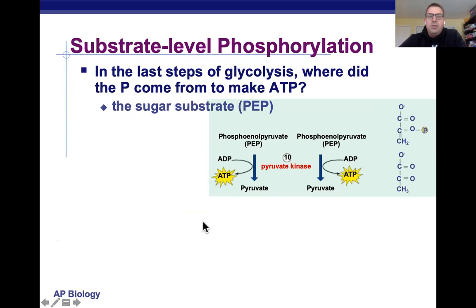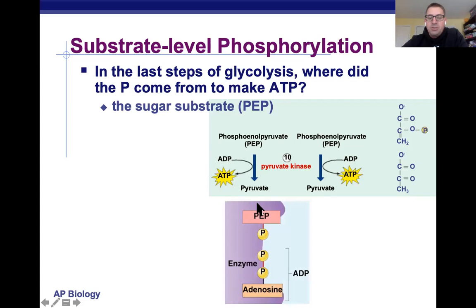Okay, so in the last steps of glycolysis, where did the phosphate come from to make ATP? It came right off of the sugar substrate phosphoenol pyruvate. Okay, and so we have an enzyme here called pyruvate kinase, and in its active site, we're going to have that PEP, phosphoenol pyruvate, with its phosphate group attached to it, bind to our enzyme as well as ADP.